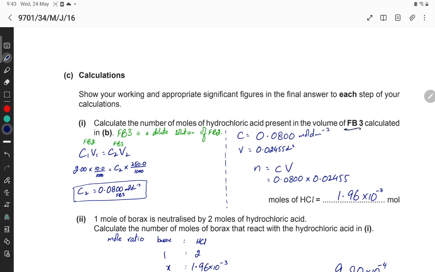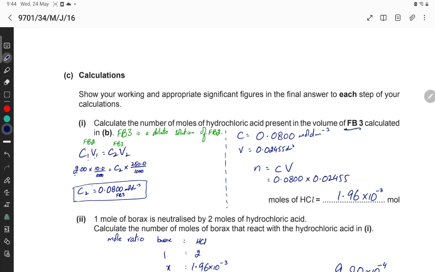So, we know that FB3 is a dilute solution of FB2. So, we have the FB2 concentration and volume. We have taken 10 cm³ of FB2 and diluted this solution, and the concentration is 2 mol per dm³. So, this is the concentration of FB2, and we use the volume of FB2.